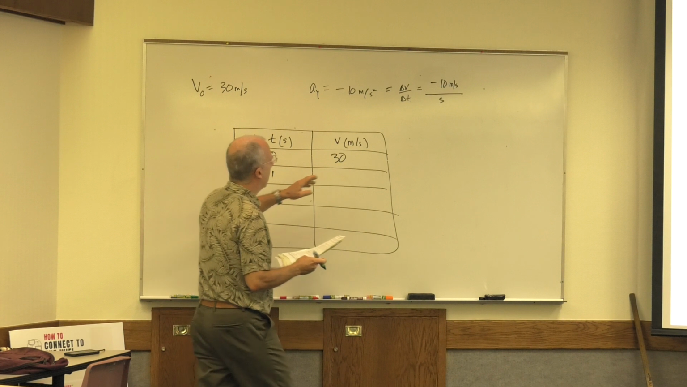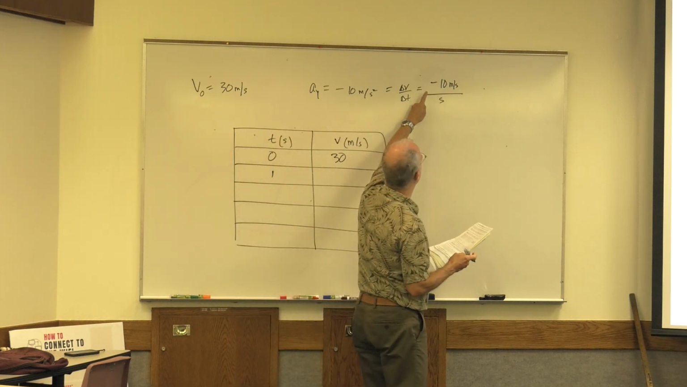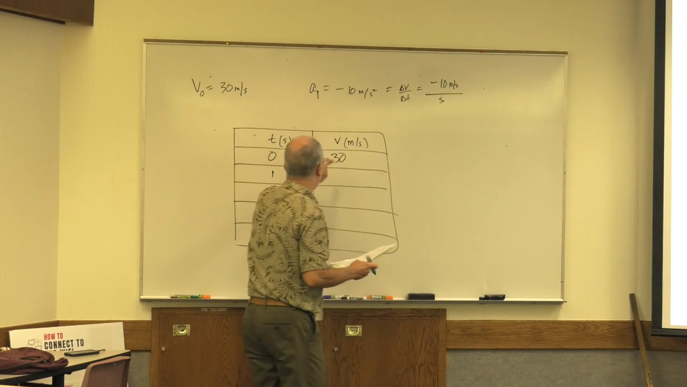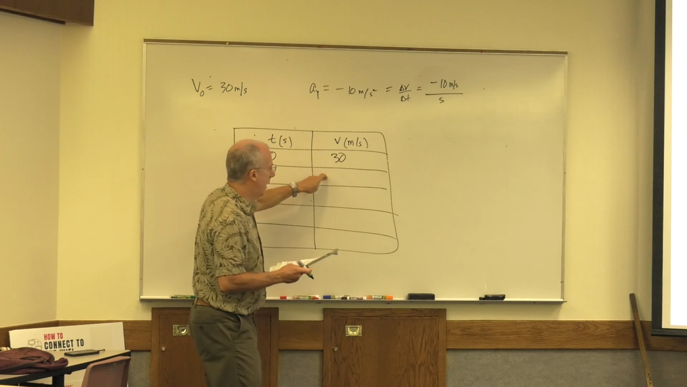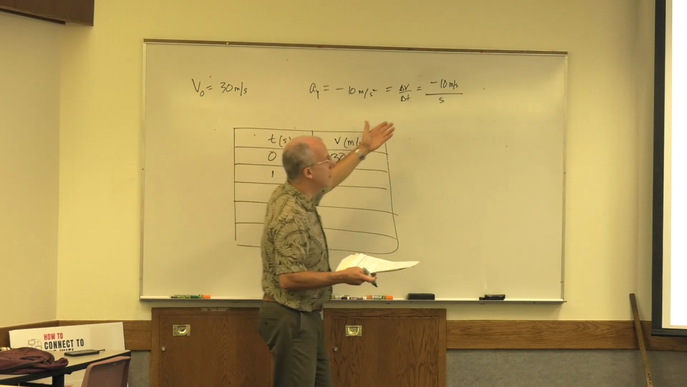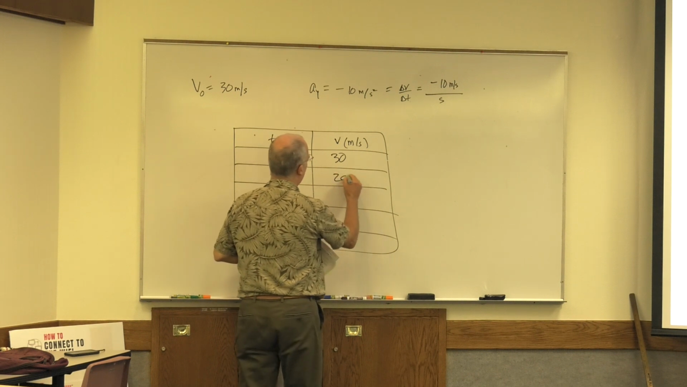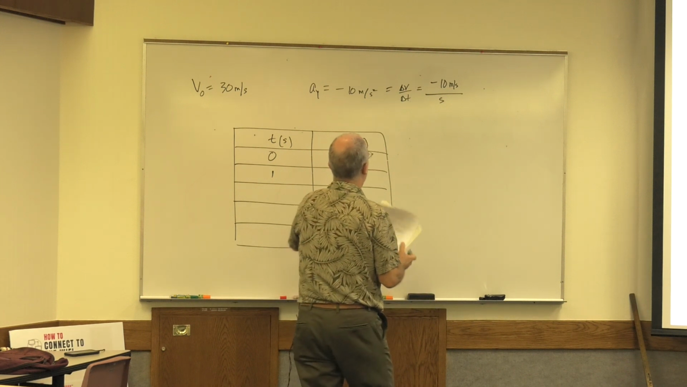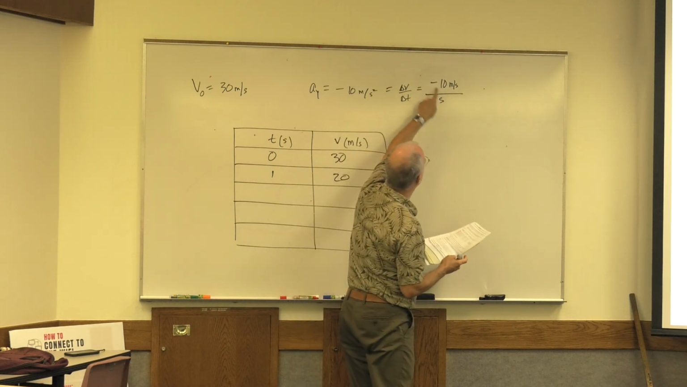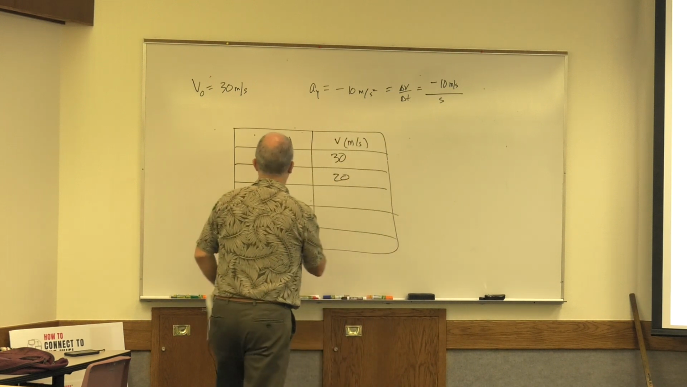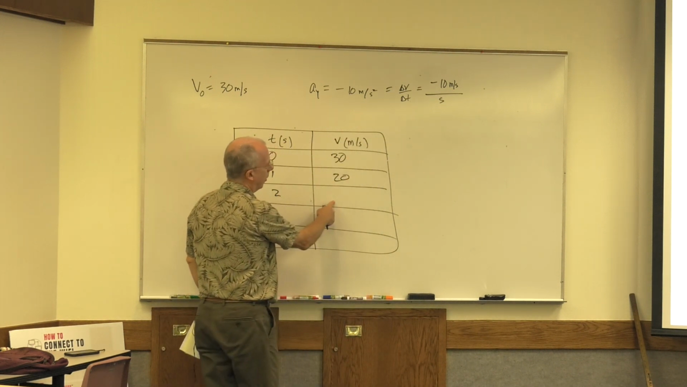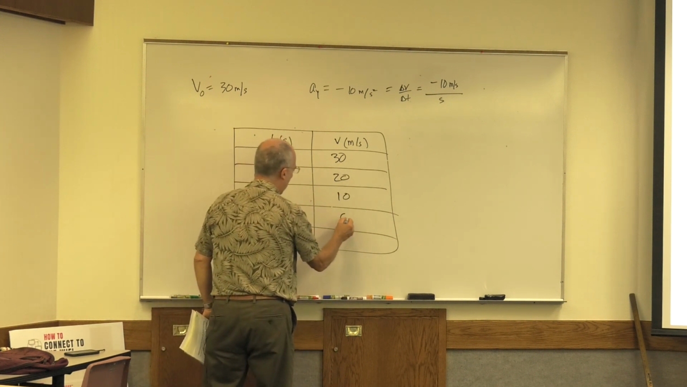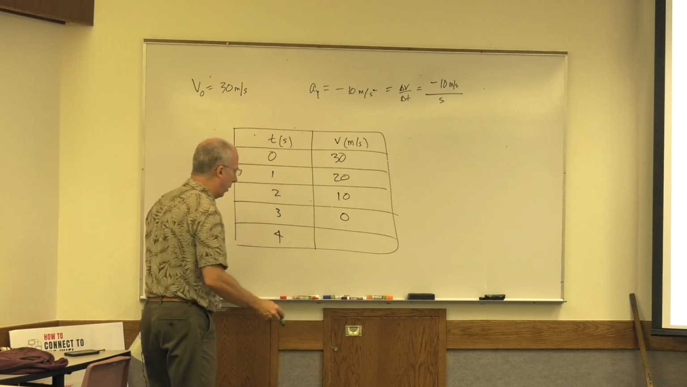Now think about it. This says that the velocity is changing by minus 10 meters per second every second. So if we start at 30, what's the speed after 1 second? Well, it's 30 minus 10, so it's 20, which would kind of make sense, right? Because it's slowing down, slowing down, slowing down. Okay, 2 seconds, what's the new velocity? Well, change by 10, so it's 10. 3 seconds, 0.